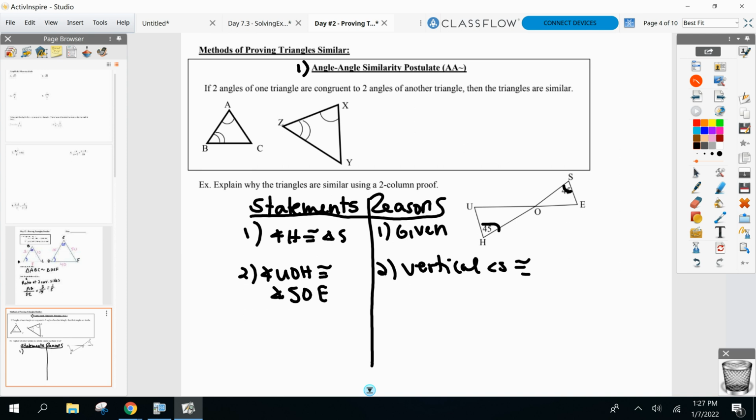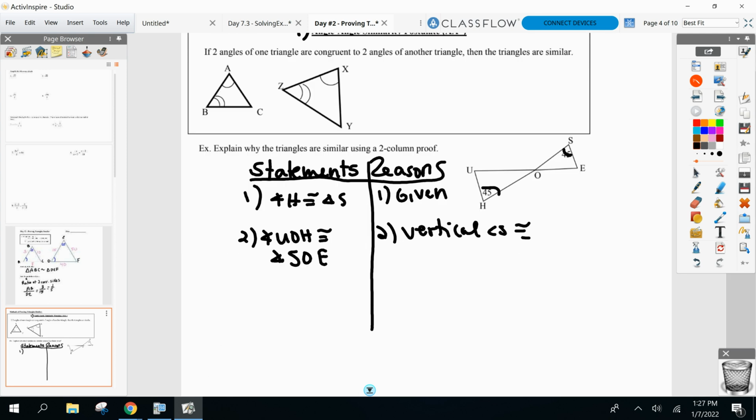Okay, guys, do you have 2 pairs of angles? Triangles are similar. Triangle UOH. Guess what habit you're going to have to break? And some of you are noticing that you're going to have to break it.